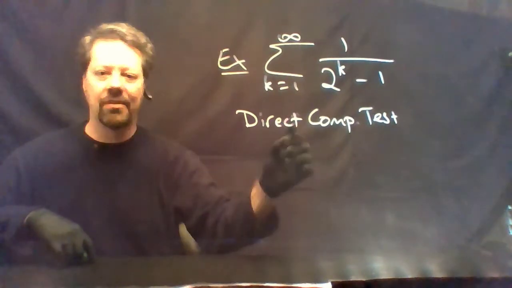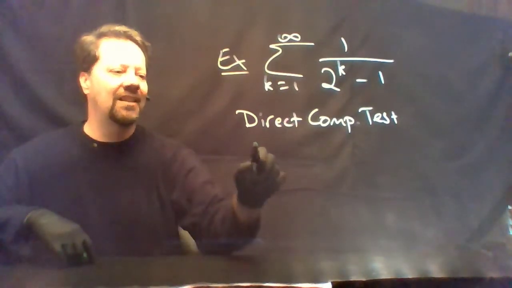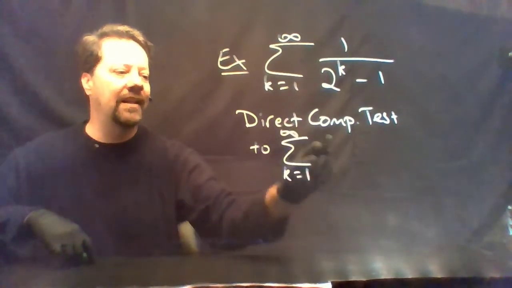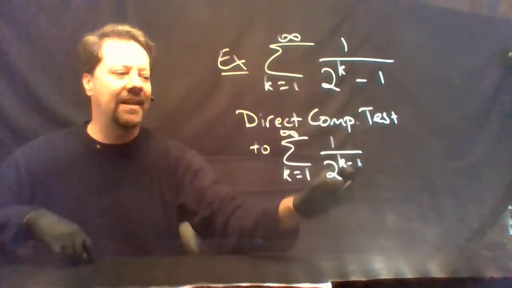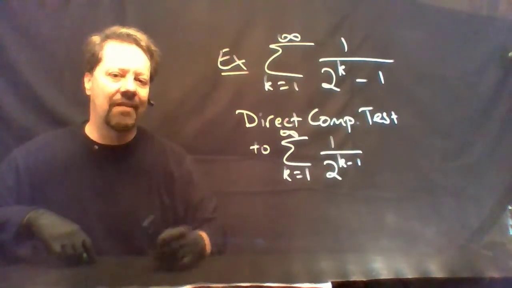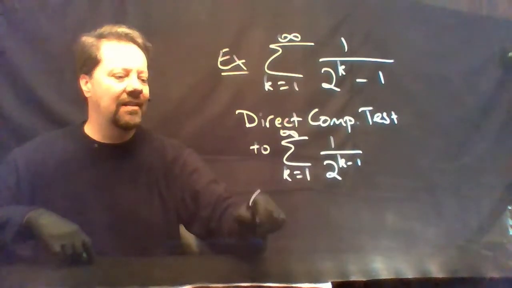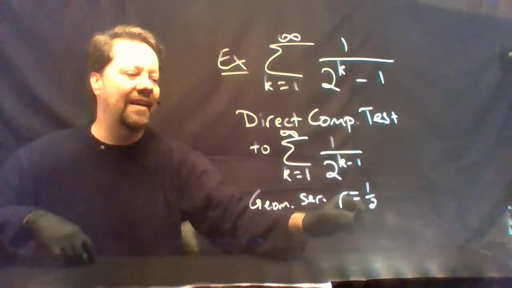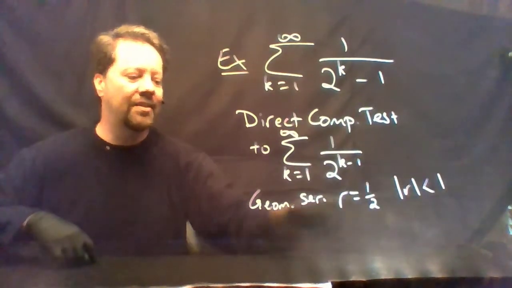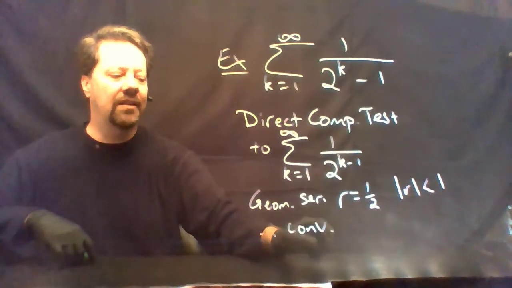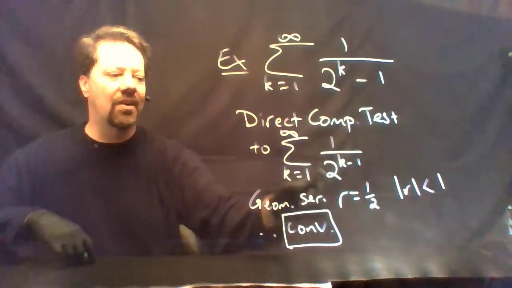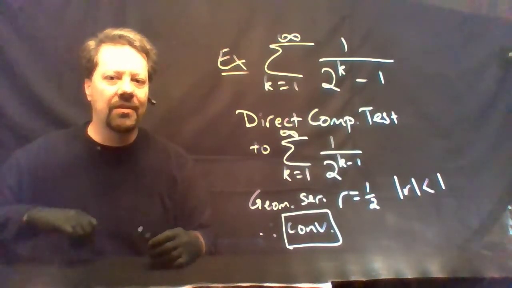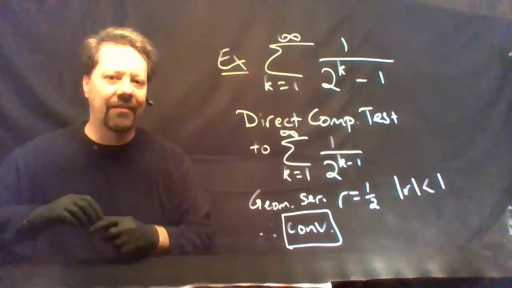And again, the use of the word direct here is kind of optional. We'll compare it to the sum as k goes from 1 to infinity of 1 over 2 to the power k minus 1, which we know is bigger than or equal to this one. This is a geometric series with common ratio equal to 1/2 that has a magnitude less than 1, and therefore it converges. Since the larger series converges, the smaller series converges too. I want you to include the derivation of that inequality on the previous page.